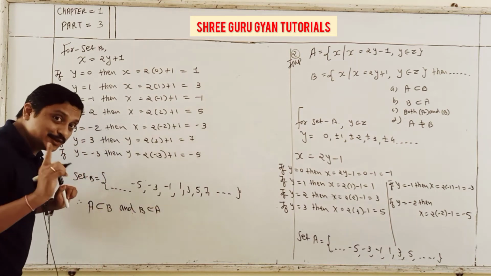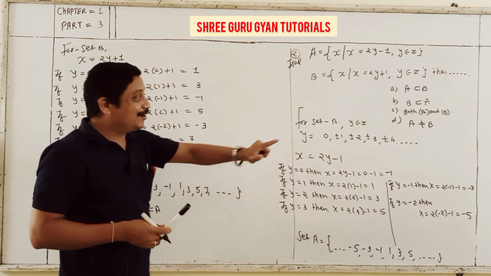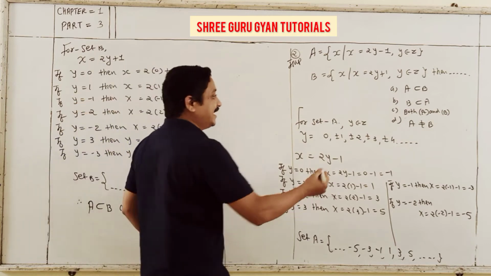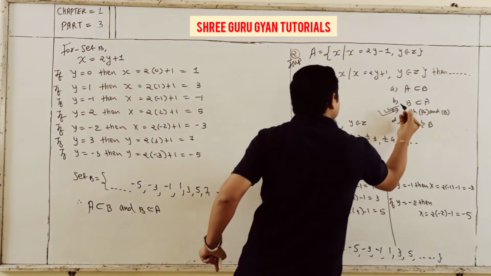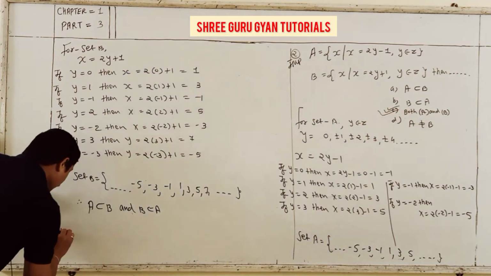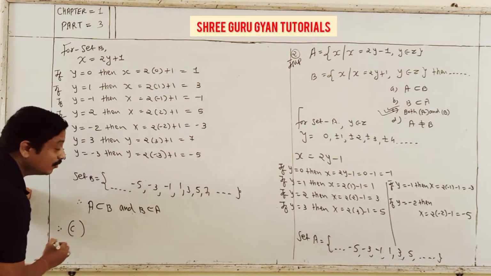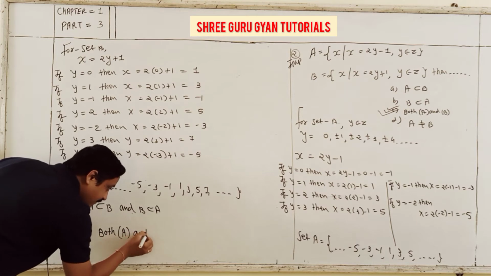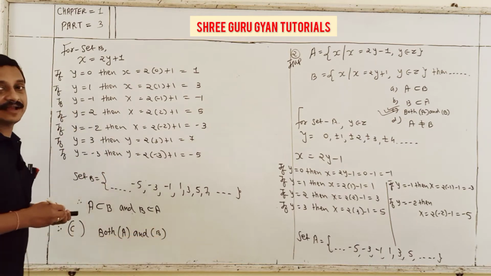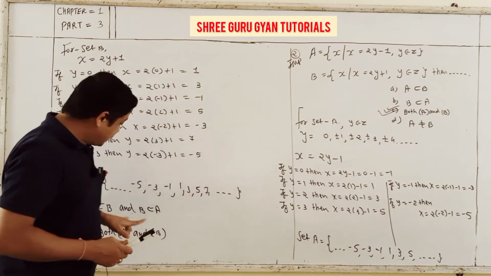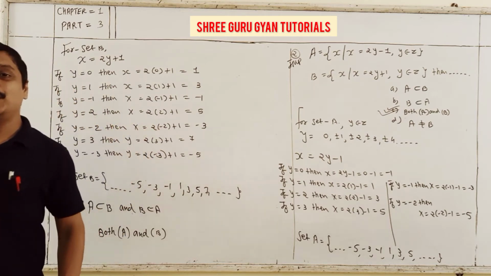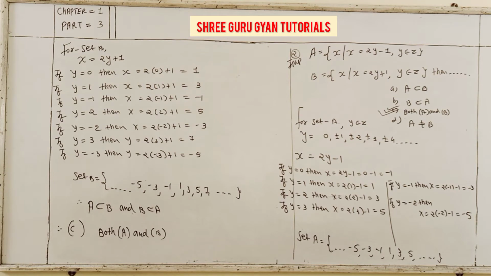Either you will take also A equal B, but A equal B is not given in the options. So which option do I take? I take option number C. Therefore C is your correct answer. Both A and B, beta. That's why I write that. Indirectly here A equal B is also true, but the option is not given. So according to the options, I will write my final solution that way.